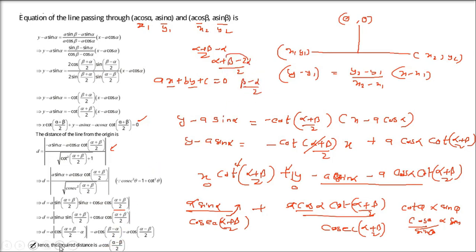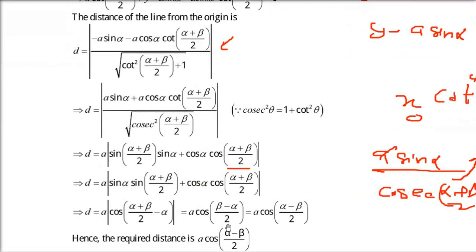So this is a cos beta minus alpha by 2, and cos minus theta is plus cos theta. So what do you get? A cos alpha minus beta by 2. Okay. So this is the required distance. We have taken beta minus alpha to alpha minus beta. I hope you got the idea. It's a cos alpha minus beta by 2. This is the final answer.